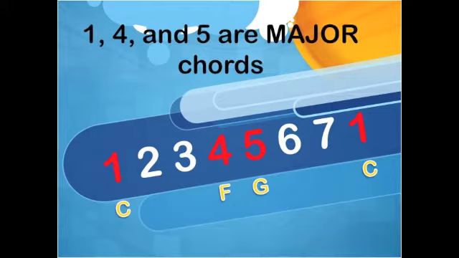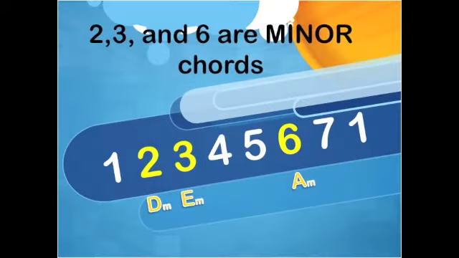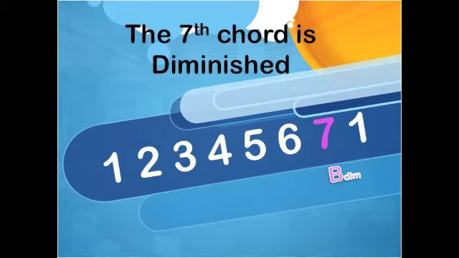Of these 7 chords, the first, the fourth, and the fifth chord are major. C major, F major, G major. The second chord, the third chord, and the sixth chord are minor. D minor, E minor, and A minor. The seventh chord is diminished. In this case, the key of C, the 7th chord is a B diminished chord.